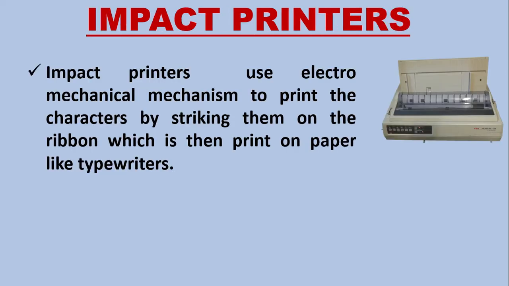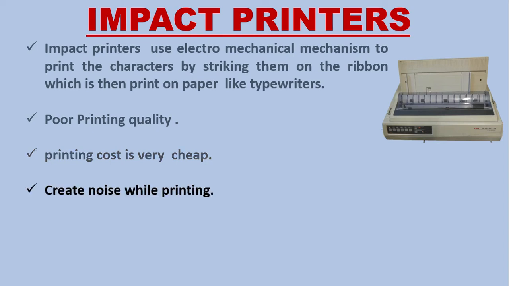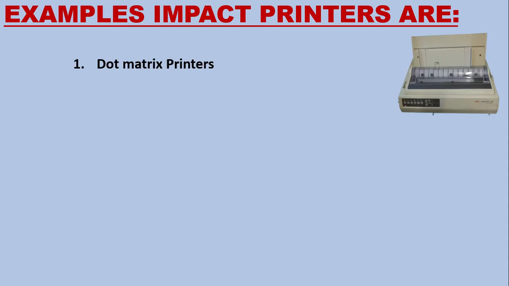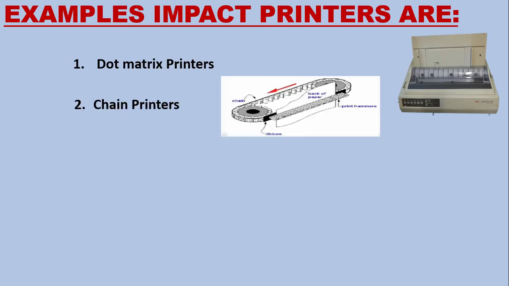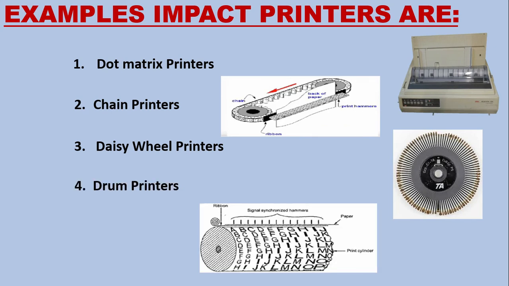Impact printers use electromechanical mechanism to print the characters by striking them on the ribbon, which then prints on paper like typewriters. Poor printing quality. Printing cost is very cheap. Create noise while printing. Useful for bulk printing due to low cost. Impact printers are dot matrix printer, chain printer, daisy wheel printer, and drum printer.